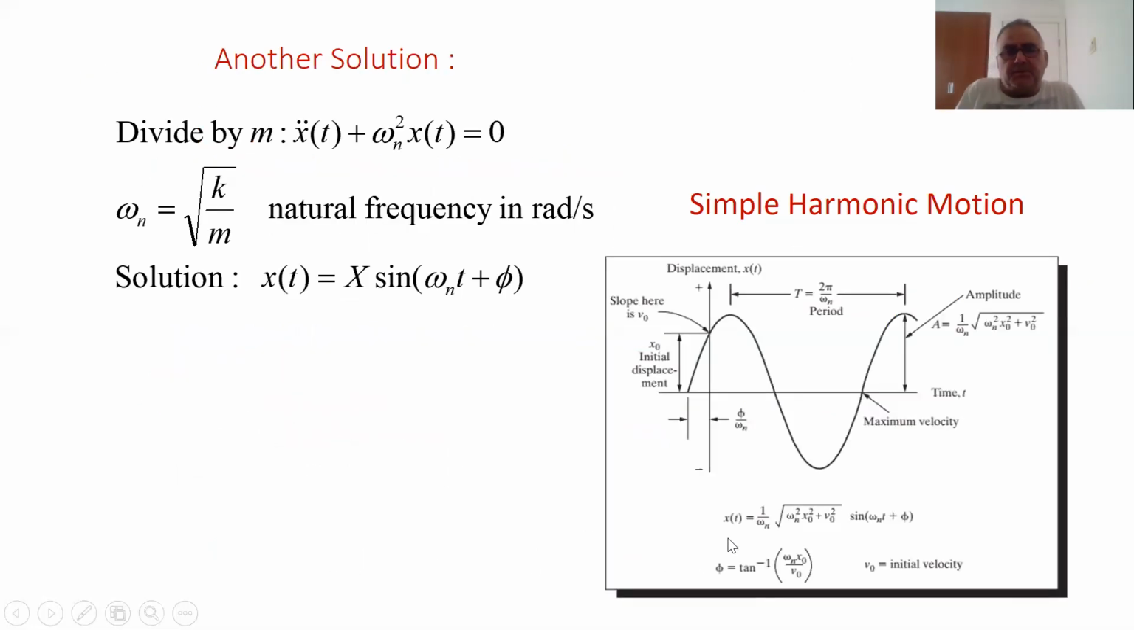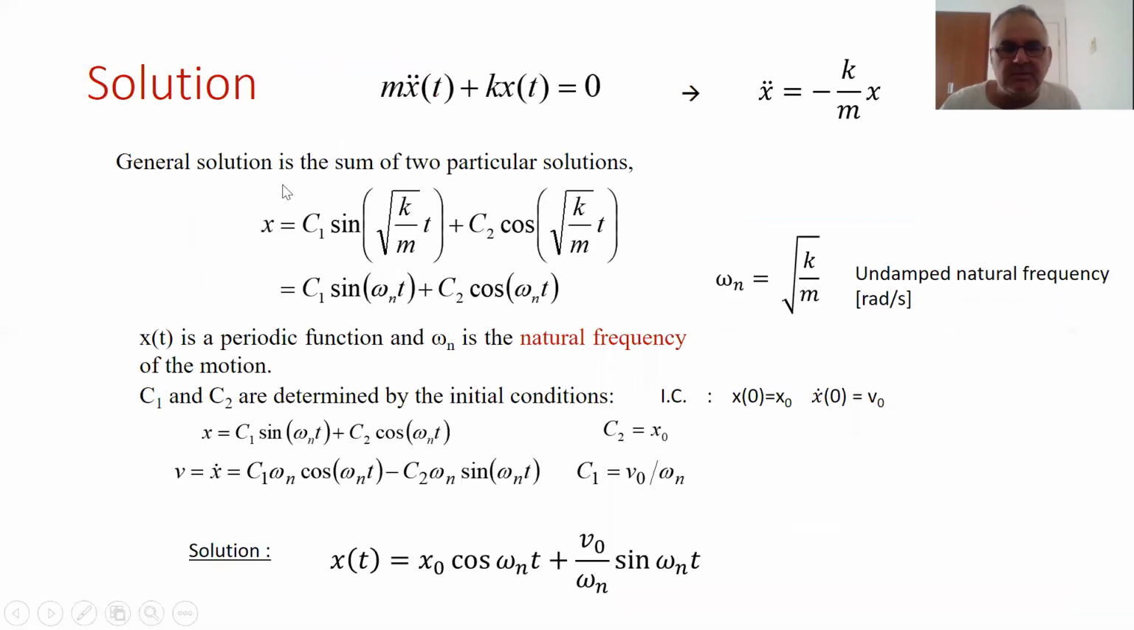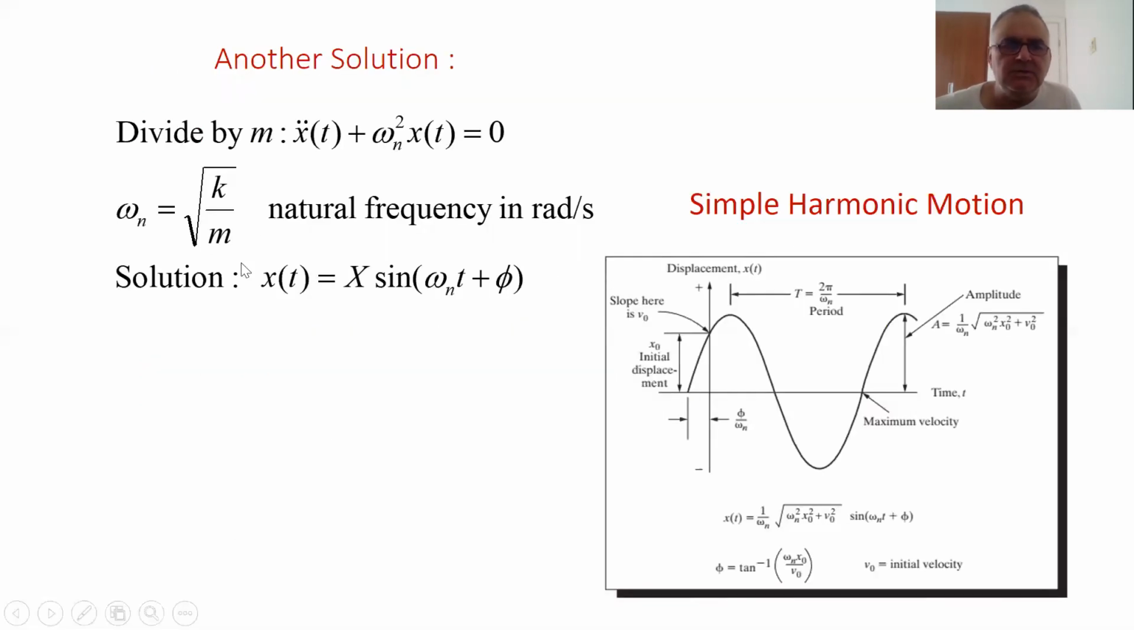There is another possible solution for the same equation, which is equivalent as we have shown in the harmonic motion case. Instead of writing sines and cosines as in the previous slide, we can write the solution as a single sine function with a phase shift. In this case, our unknowns are not C1 and C2 as before, but now the unknowns are X and phi. And they can be found from the initial conditions also.